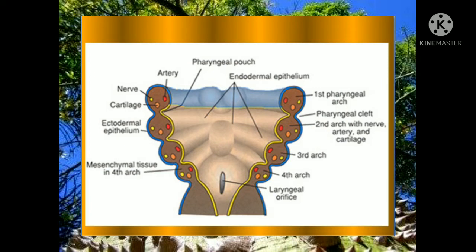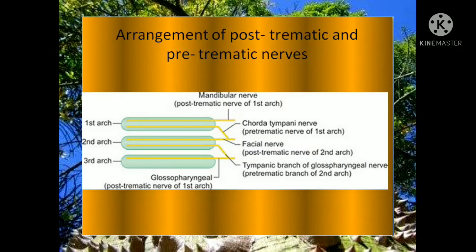The dorsal to the foregut, another artery called the dorsal aorta, is formed. A series of arterial arches connects the ventral and the dorsal aortae. Coming to the nerves of the arch, each pharyngeal arch is supplied by a nerve derived from the hindbrain.